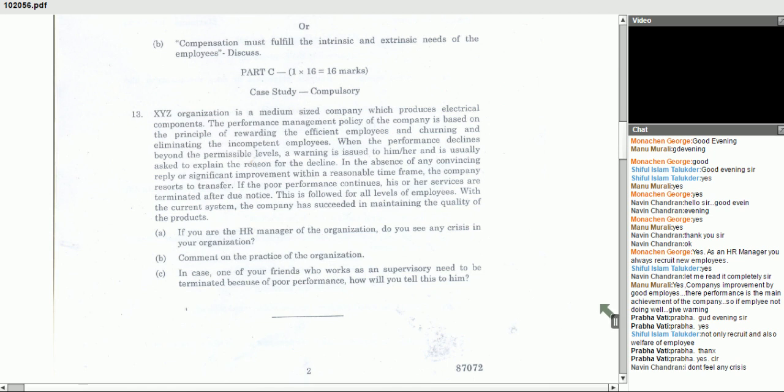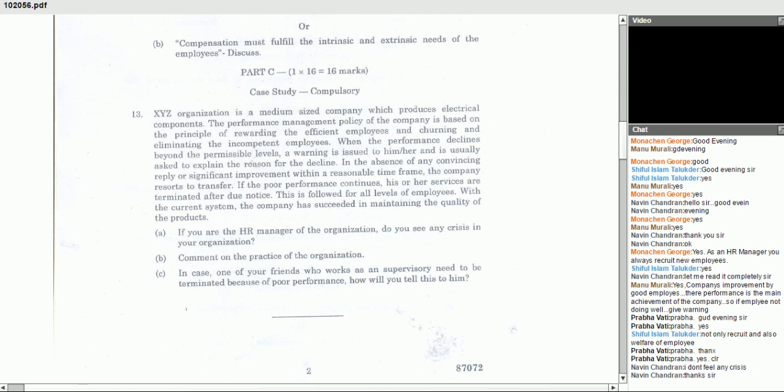Correct. I don't feel any crisis. Yes. Very good, Naveen. Not only recruit and welfare of employee. Okay. So, right, they are just trying to remove the non-performing employees, which will not harm the company in any way, right? So there is no crisis.